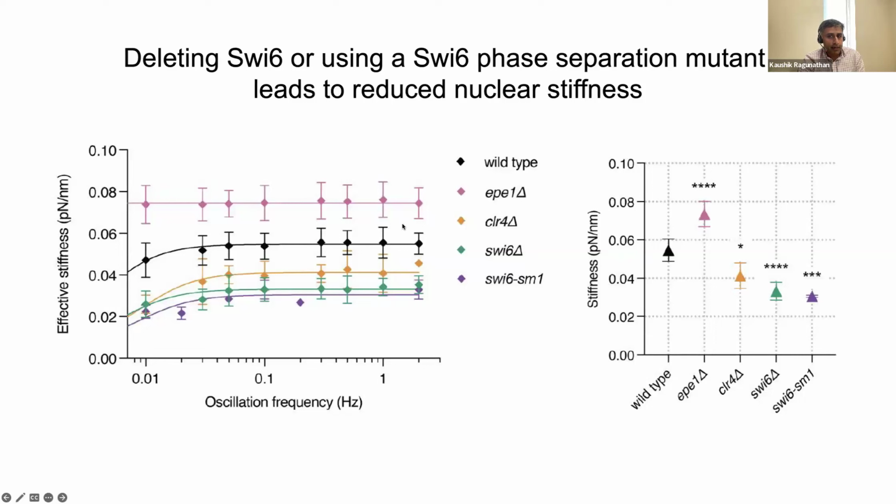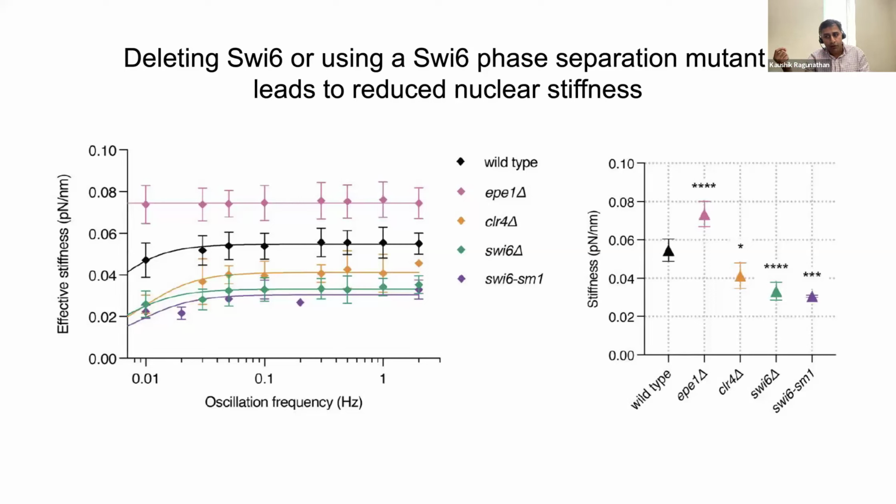And so what's shown here is the oscillation frequency response for wild type cells. For CLR4 delta cells, you can see that it significantly decreases, SY6 delta decreases, and SY6 SM1 decreases. A summary of this data is a measurement of the average stiffness in each of these genetic backgrounds. What you can see is that the nuclei get softer if you deplete them of H3K9 methylation or SY6 or introduce the SY6 SM1 allele. So in fact, completely eliminating SY6 seems to make the nuclei softer.